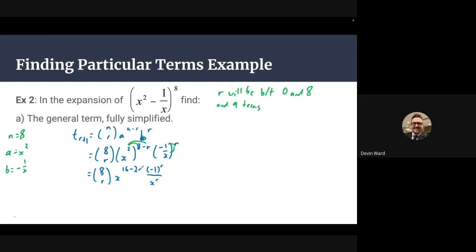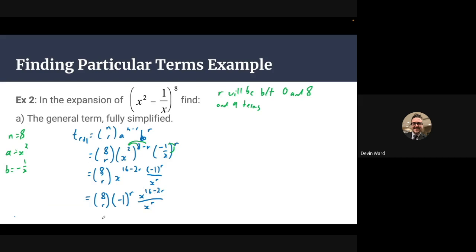And now because this is all multiplication, I can switch the positions of these two. So I have 8 choosing r times negative 1 to the power of r. Let's fix that bracket there. So I have x to the power of 16 minus 2r all over x to the power of r. Okay, so now I have all my x's together and all my numbers together here. I can do one more thing. Because we have the same base here, I can subtract the exponents.